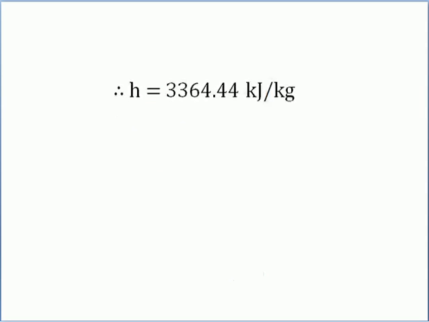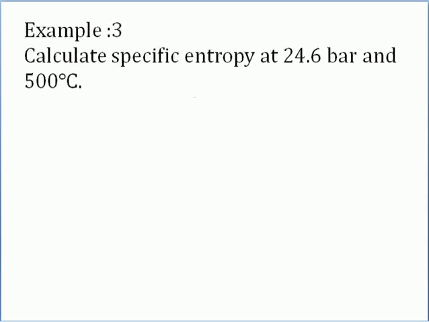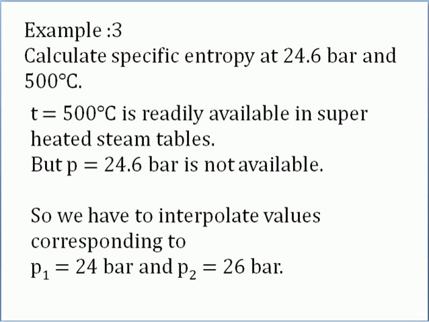Let's take another example. Calculate specific entropy at 24.6 bar and 500 degrees Celsius. Temperature 500 degrees Celsius is readily available in the superheated steam tables section, but pressure 24.6 bar is not available. In the last example, the temperature fell in the interval, but the pressure was readily available in the steam tables. But in this case, the temperature is readily available, but the pressure is not available in the steam tables, as it falls in the interval.